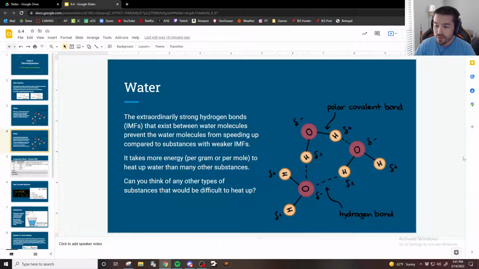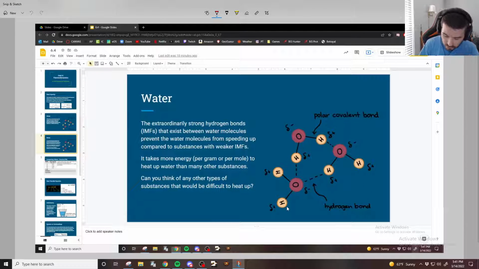For example, an ionic solid. So if you consider what an ionic solid looks like, I feel like we've drawn this picture several times in the last couple of days. Ionic solids are made of alternating positive and negatively charged particles, cations and anions. These are strongly attracted to one another.